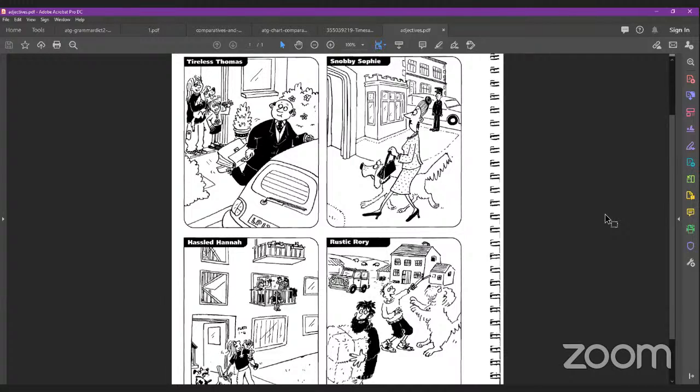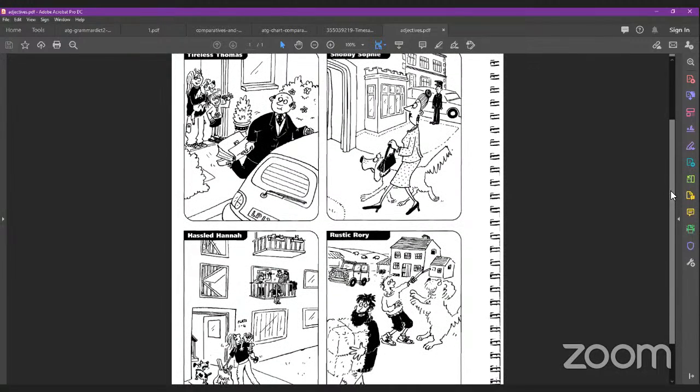I want you to look very carefully at these 4 pictures because they have something in common. For example, in the 4th picture, there is a dog. You see the dog? Houses. Cars. Thomas, Sophie, and Roddy. Children.